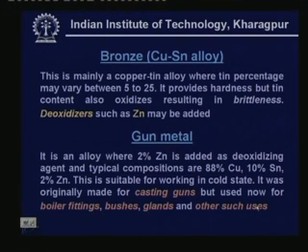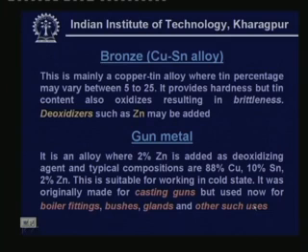Next one is the bronze, which is again copper, and Sn means tin. This is mainly a copper and tin alloy, where the tin percentage may vary between 5 to 25%. It provides hardness, but the tin content also oxidizes, resulting in brittleness. Deoxidizers such as zinc may be added. Anyway, we understand the bronze to be an alloy of again copper and tin, where the tin percentage stands to be around 5 to 25%.